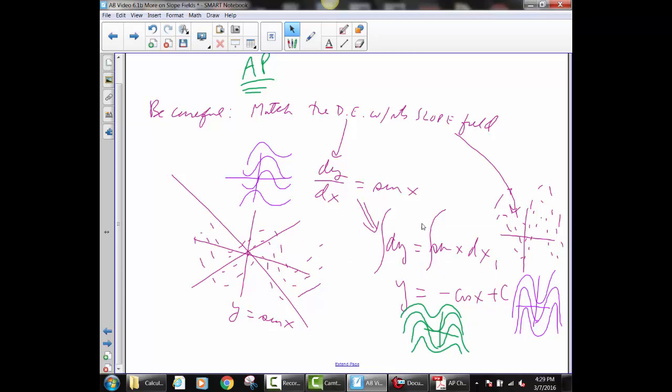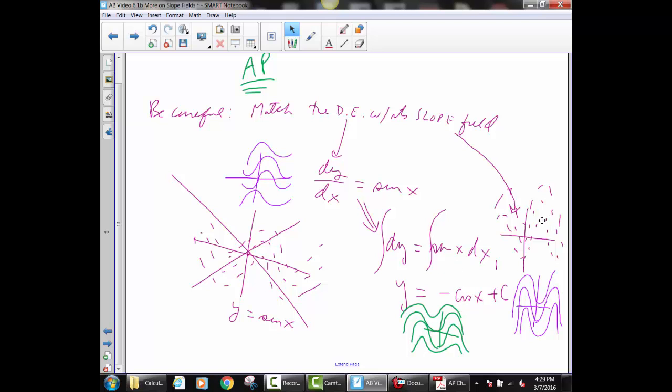So if they give you dy dx equals sine x, and they give you this as a choice, this would be very tempting because you're looking at the graph of y equals sine x, but this is not y equals sine x, it's dy dx equals sine x. So one option is to actually solve the differential equation, separate the variables, y on one side, x on the other, integrate both sides. The integral of 1 dy is y, the integral of sine x dx is negative cos x plus c.